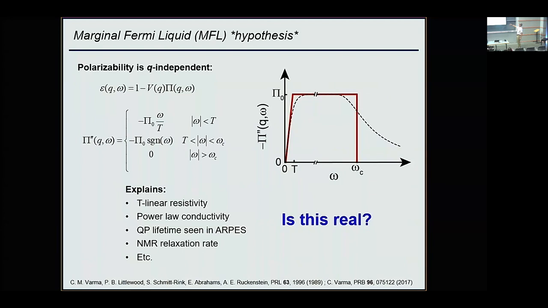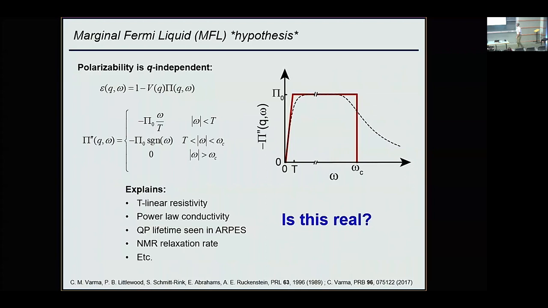Pi is the polarizability. And the conjecture was that pi has this nonsensical form where it's linear in frequency with a slope of 1 over T up to the temperature, and then constant after that, up to a cutoff, which is some really high energy scale, half an eV or more. So this makes no sense, because any Lindhard calculation of the response would show something highly frequency and momentum dependent.